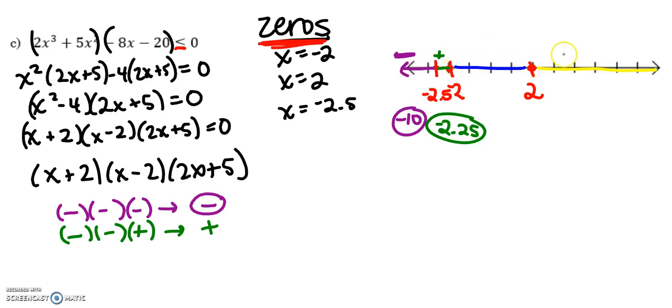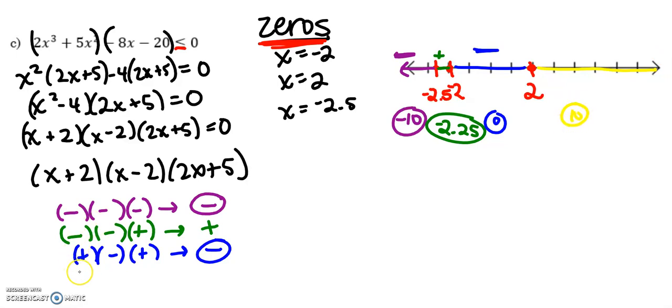Thinking about this blue interval, I'm going to pick 0 because that's a nice easy test number. 0 plus 2 is a positive. 0 minus 2 is a negative. 2 times 0 plus 5 is a positive. Overall, a negative interval. A number greater than 2, let's go with 10. 10 plus 2 is positive. 10 minus 2 is positive. 2 times 10 plus 5 is positive. Overall, positive. Well, this started out as I wanted things less than or equal to 0.